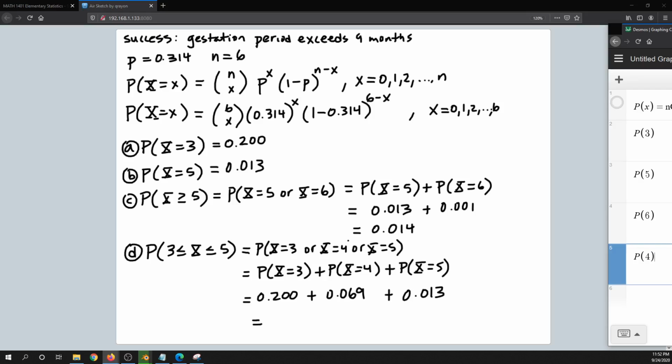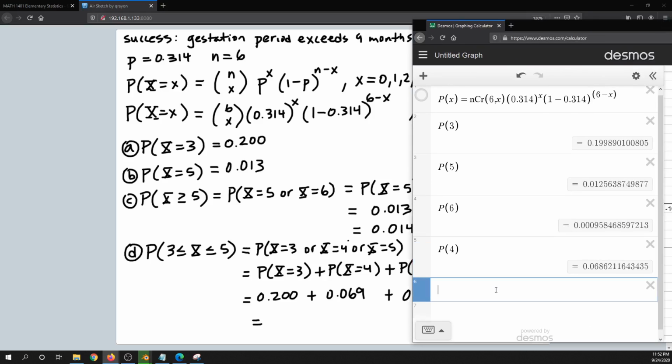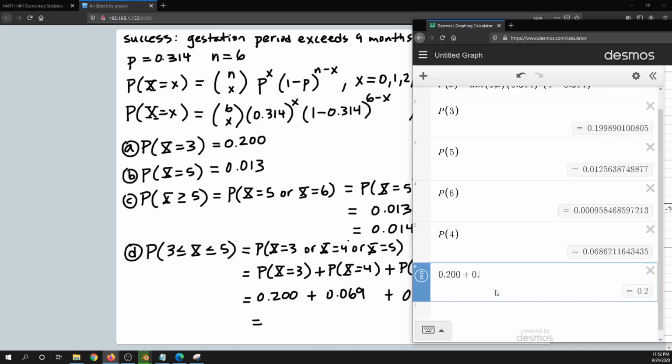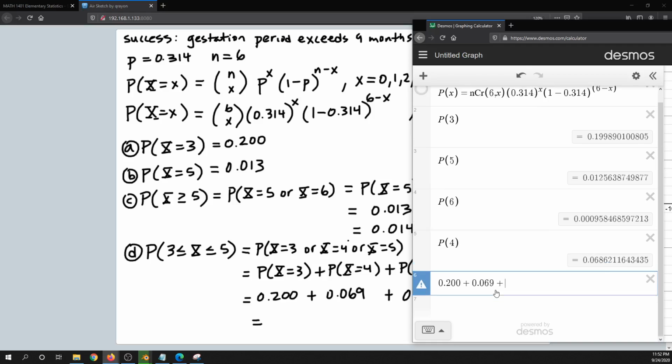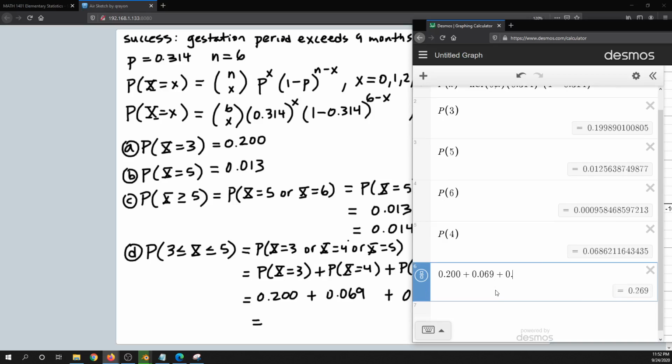All right, and then we can add those up. Let's go ahead and do that. So we get 0.200 plus 0.069 plus 0.013, I believe it is. So we get 0.282 on that probability.